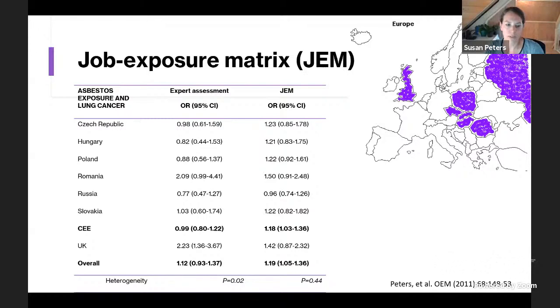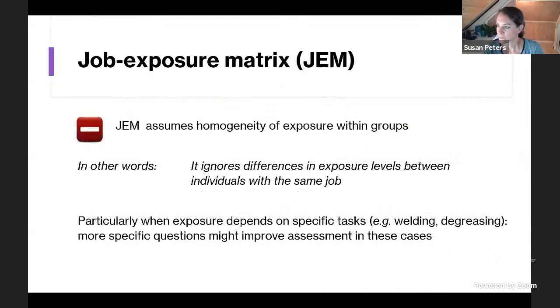And then if we look at the bottom line, we see heterogeneity. So this is heterogeneity in results. We see that for the expert assessment, there's quite some heterogeneity across the different countries, and it's a significant value there. And for the JEM, we didn't observe this. So with this JEM, we were able to get very similar results, but with less heterogeneity in these findings. And it basically just shows that the JEM can work very well.